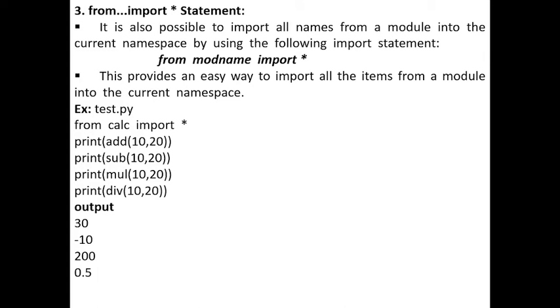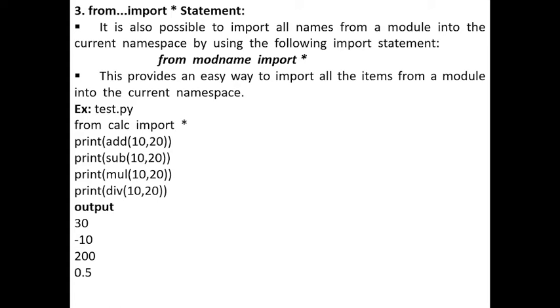With the from import star statement, it is also possible to import all names from the module into the current namespace by using the following statement: from modname import star. This provides an easy way to import all the items from a module into the current namespace. Test.py: from cal import star, print add(10, 20), print sub(10, 20), print mul(10, 20), print div(10, 20).